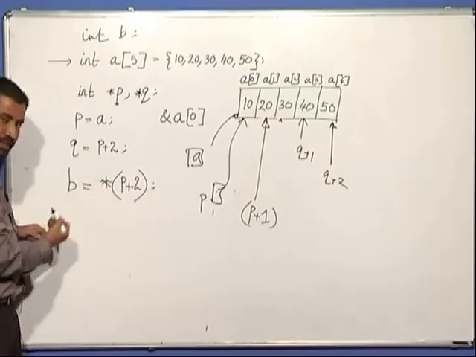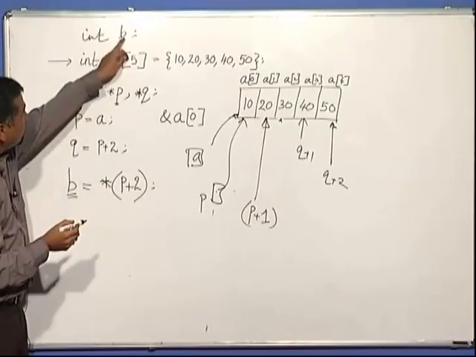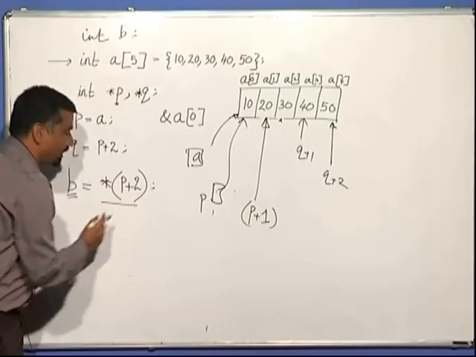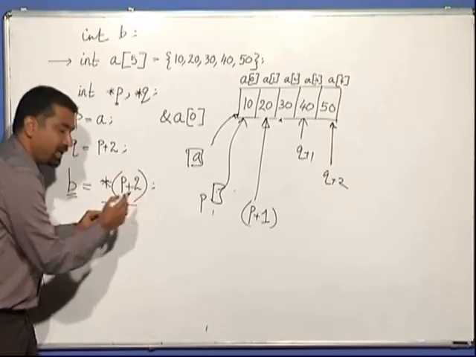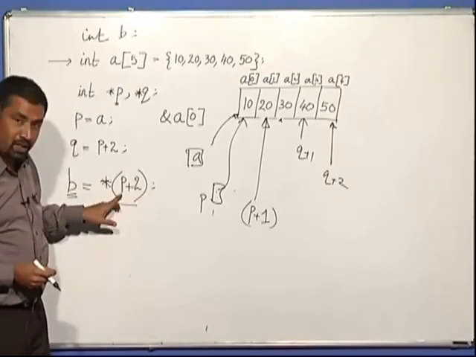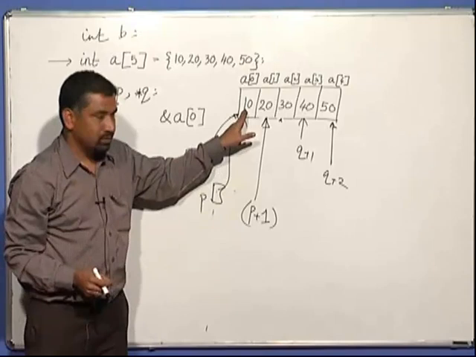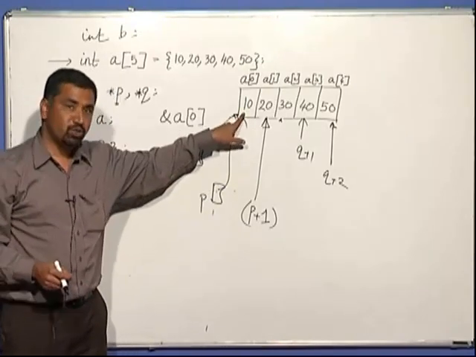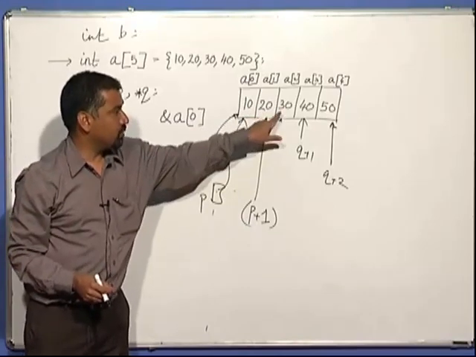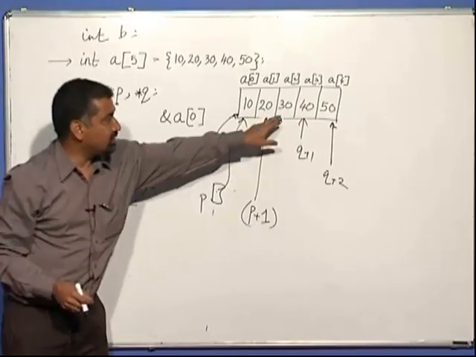Look at both sides. What is B? B is an integer variable. What should be on the right hand side? It should also be an integer value. But is it? See, what is in the brackets? P plus 2. What is P? P is an address. Right now it is pointing to the first element. P plus 2 means this is plus 1, plus 2. So, P plus 2 is the address of this element here.